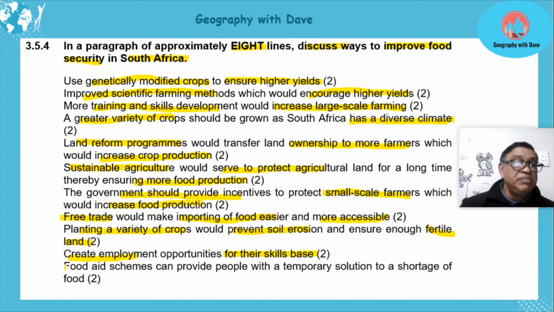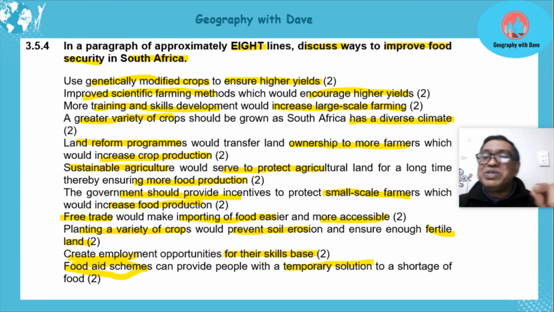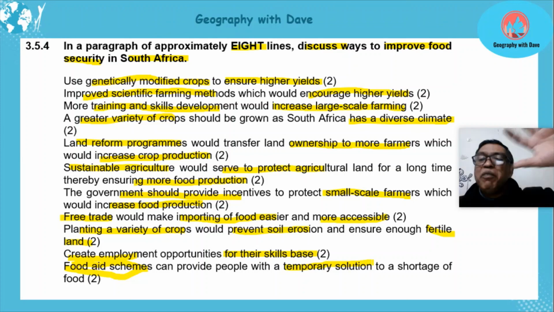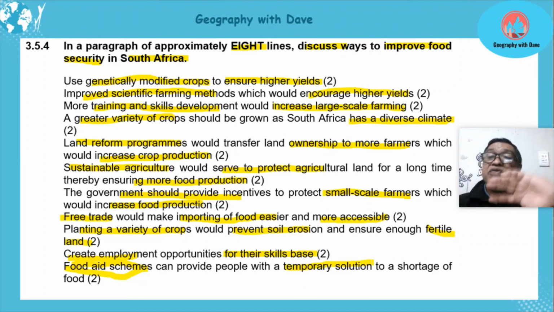Food aid schemes, yes, it can be considered a solution, but remember, it's a temporary solution. All right? Because you can't feed all people that have food insecurity for the rest of their life. You have to teach them other skills so they can earn. But yes, food aid schemes is also a temporary solution.